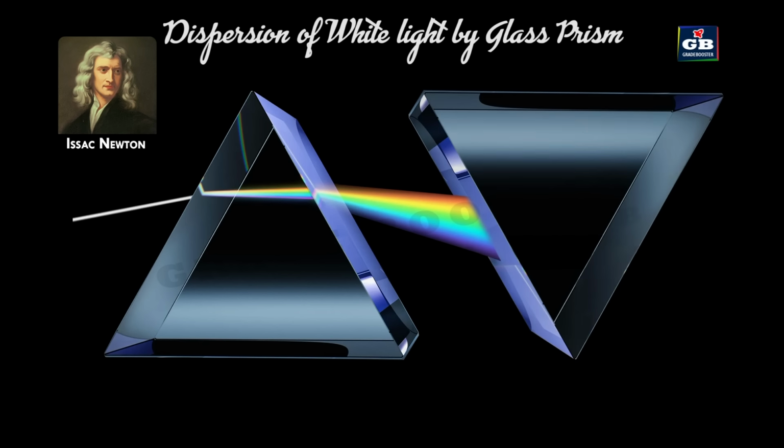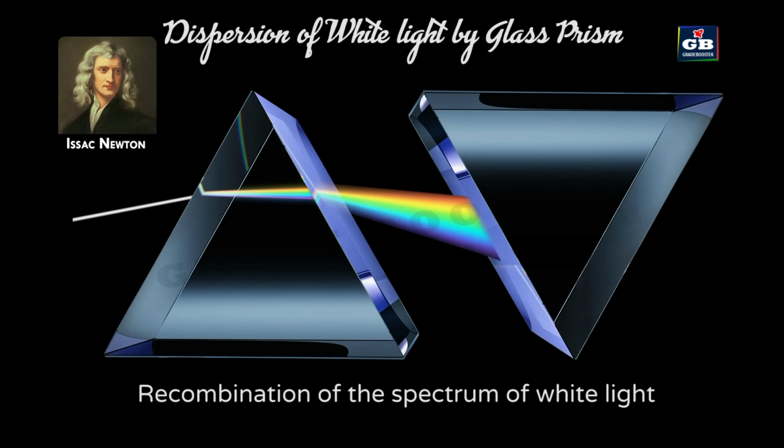He placed a second identical prism in an inverted position with respect to the first one and allowed the spectrum to pass through it. Then he observed that a beam of white light emerged from the other side of the second prism. That means when a beam of white light is passed through a prism, it splits into 7 colors. And again, when this spectrum is passed through a prism, it unites to form a beam of white light.